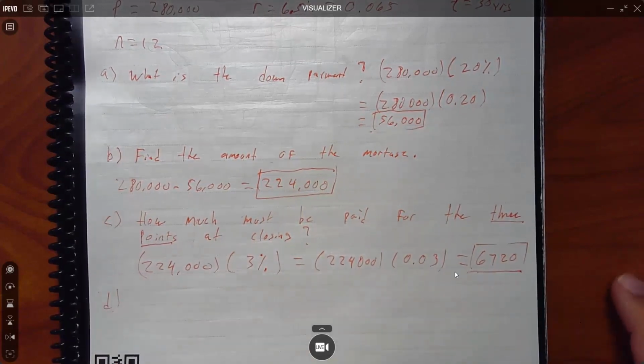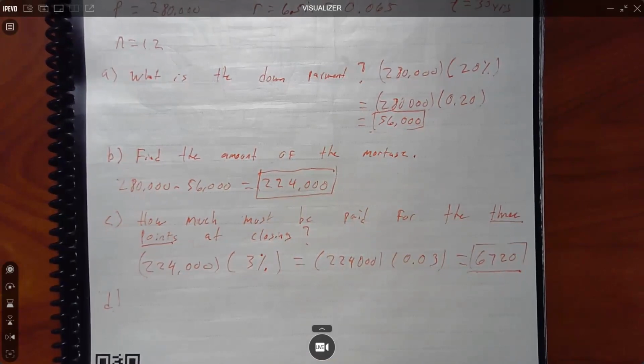Any questions so far? Pretty straightforward. That's what a point means, right? Just 1% of what you're going to borrow. Okay, so if they ask for that, don't forget.